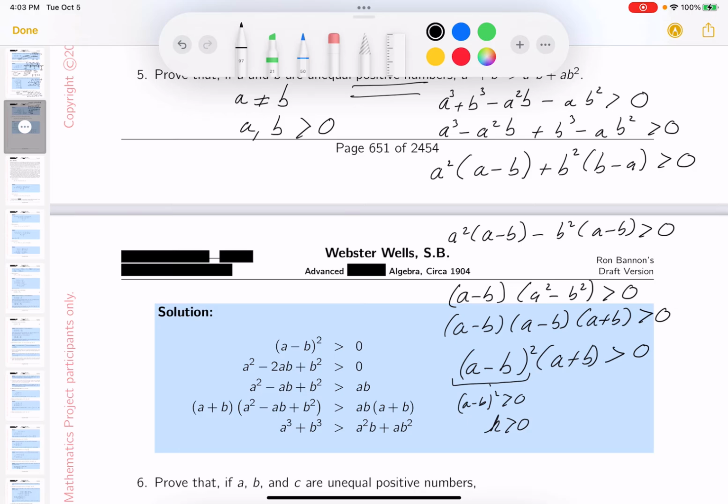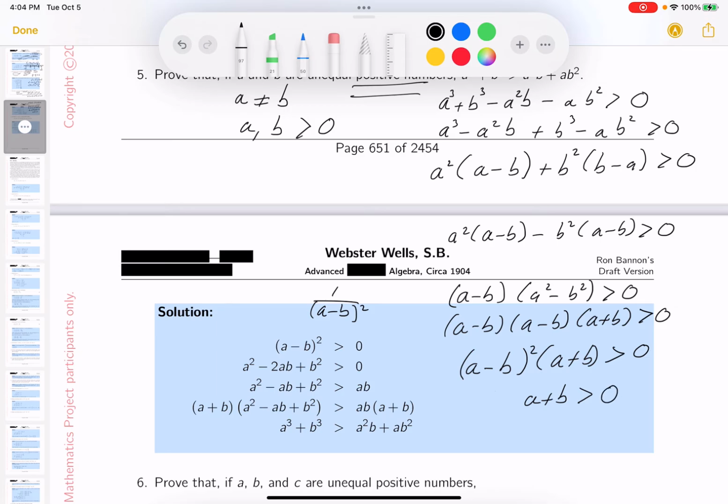I'm going to write that down for you now. Let me erase this out. And it's really important you know what I'm talking about over here. Since A is not equal to B, A minus B could be negative or positive, but I'm squaring, so it's always positive. So I'm going to multiply both sides by this. Let me write this down for you. And what would I get? I'd get this. A plus B is greater than 0.